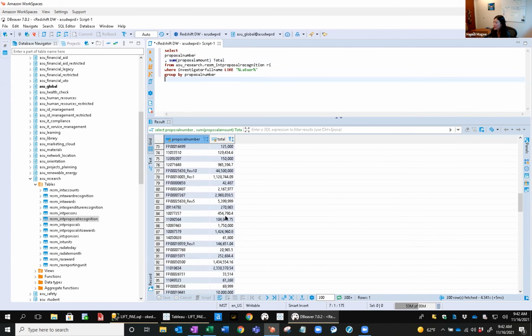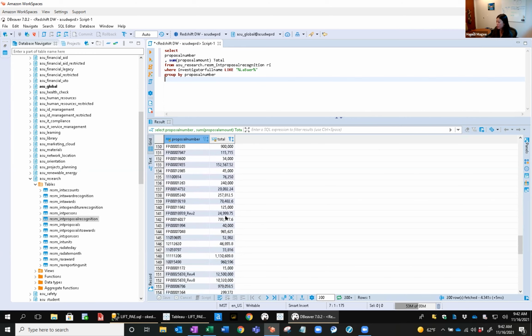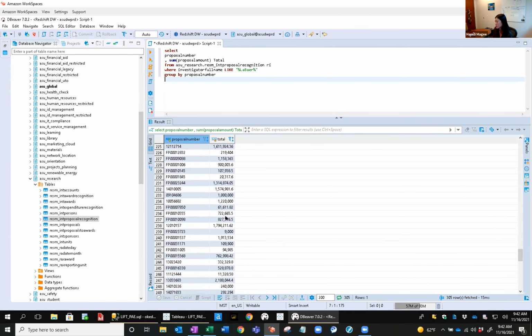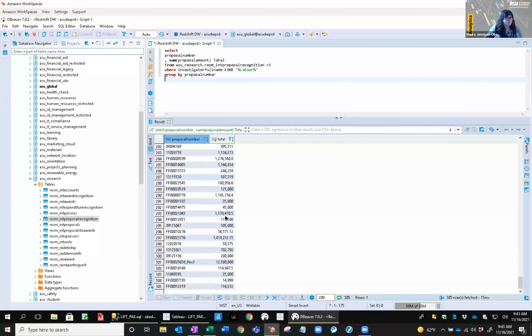Right, so it's actually not exactly total. This is the amount that Josh LeBaire is recognized on each of these proposals. And this is probably not the full amount of the proposal because this is only what he is recognized on. Mm-hmm. So whatever percent he put in there.